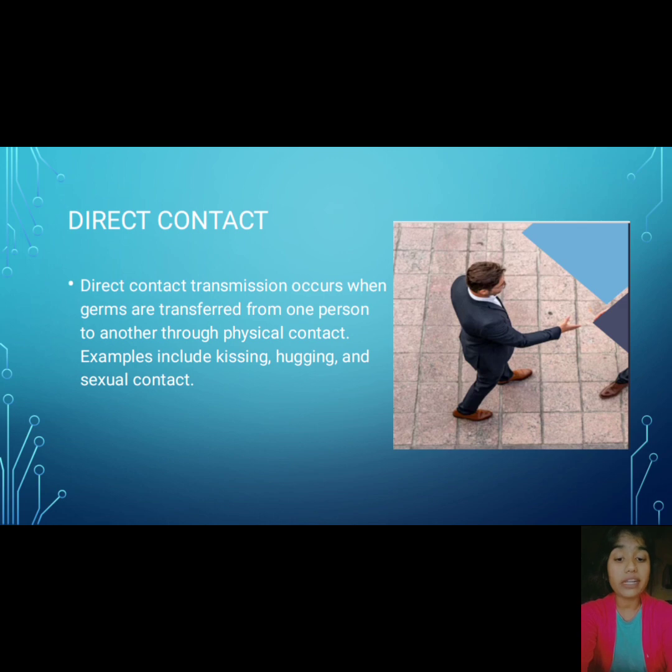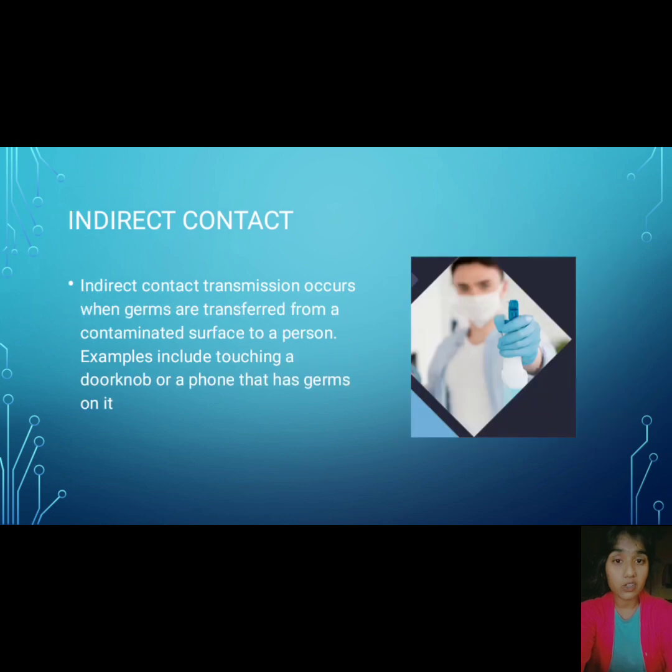Direct contact. Direct contact transmission occurs when germs are transferred from one person to another through physical contact. Examples include kissing, hugging and sexual contact. Indirect contact. Indirect contact transmission occurs when germs are transferred from a contaminated surface to a person. Examples include touching a doorknob or a phone that has germs on it.